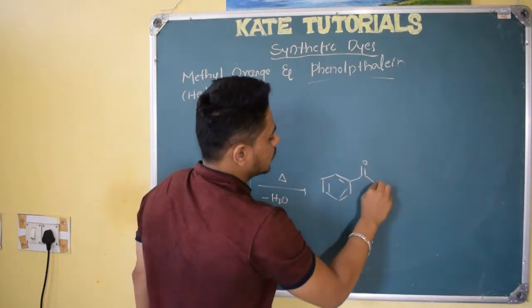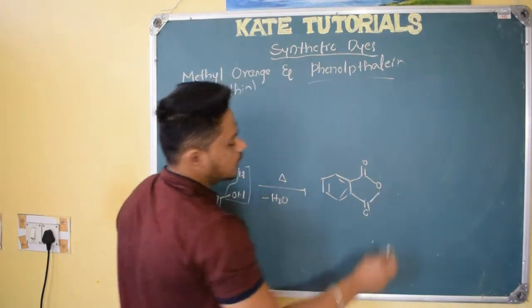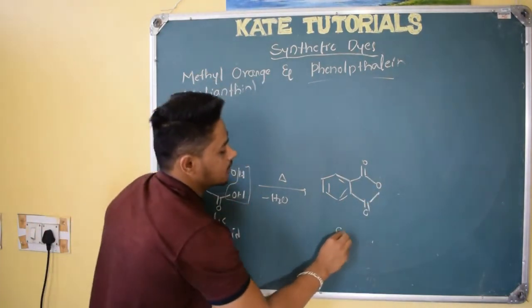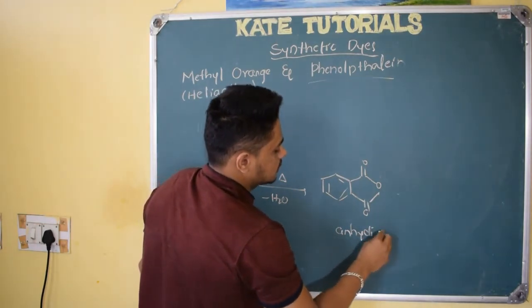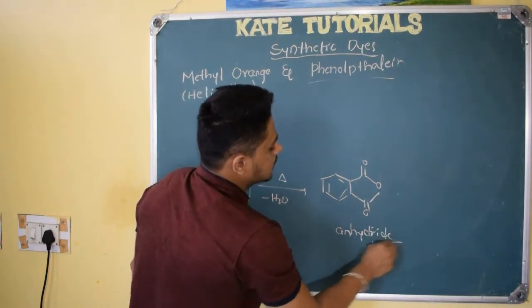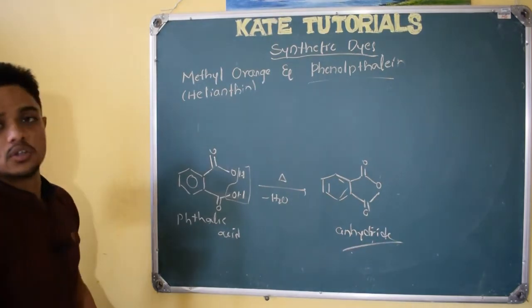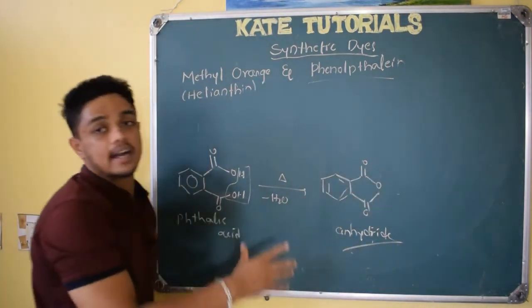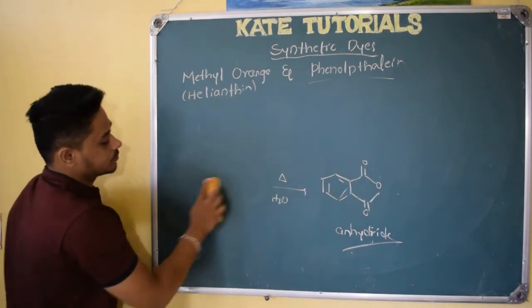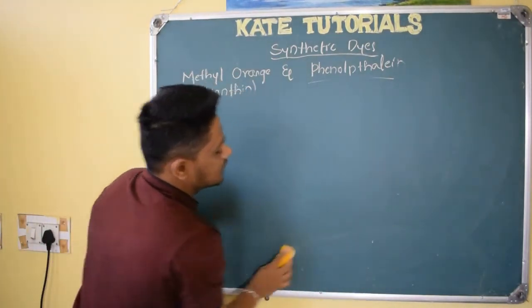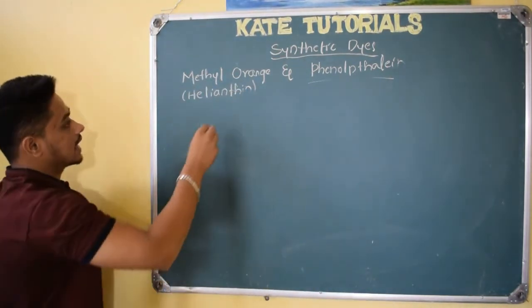CO. What is this? Phthalic anhydride. Right. So this is phthalic anhydride. So using this phthalic anhydride, I will prepare this phenolphthalein. How will I prepare? I will just tell you. So this is the story of this phthalic anhydride.